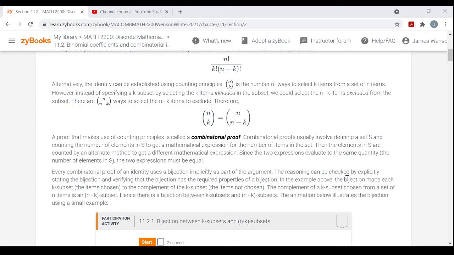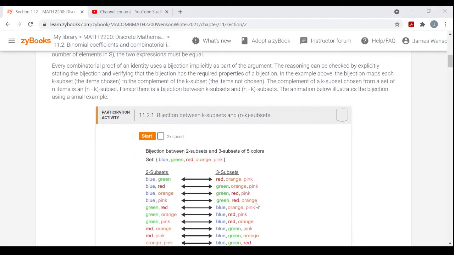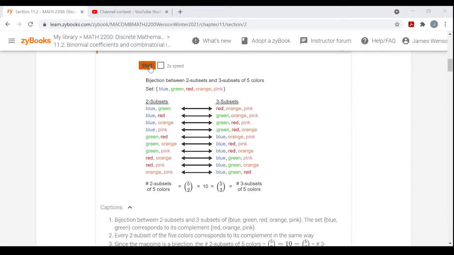In the example above, the bijection maps each k subset, the items chosen, to the complement of the k subset, the items not chosen. So the complement of a k subset chosen from the set of n items is an n minus k subset. Hence, there is a bijection between k subsets and n minus k subsets. And they illustrate this below. I'll play the animation. Wow, look at this. They're using basically 5 choose 2 and 5 choose 3.